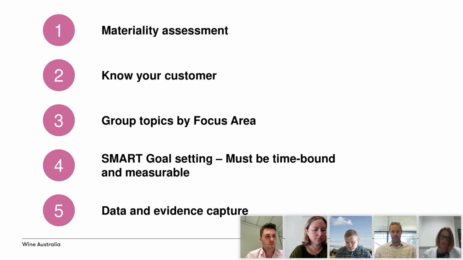There are benefits to grouping topics by focus area within strategy as well. And then using smart goal setting, as in our targets must be measurable, they must be time bound, and we must be able to report on whether we've hit those targets or not. And if we haven't, that's okay. We can talk about perhaps why we haven't achieved those targets. And using data and evidence, as I've touched on, to support any communication that we have within sustainability.